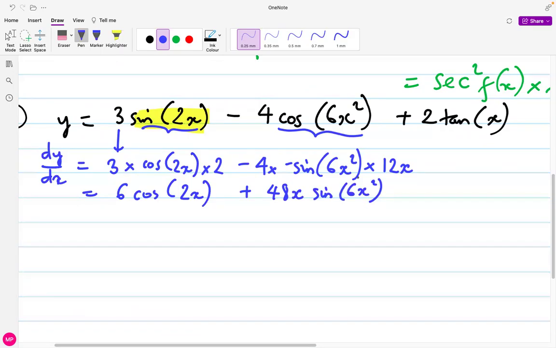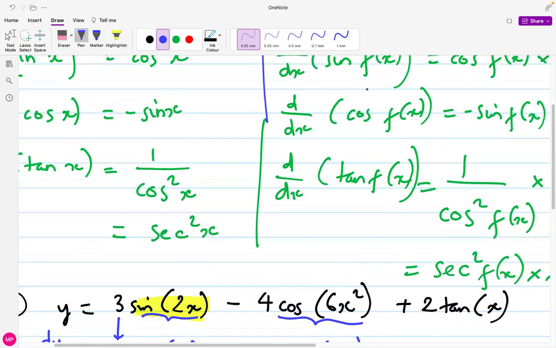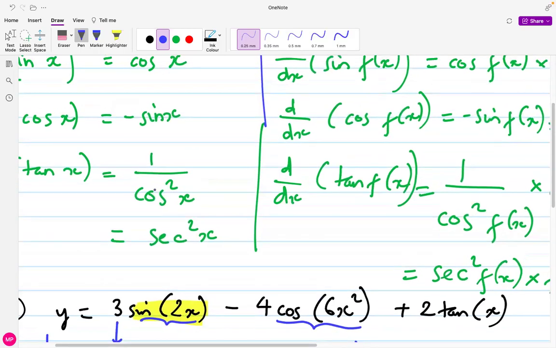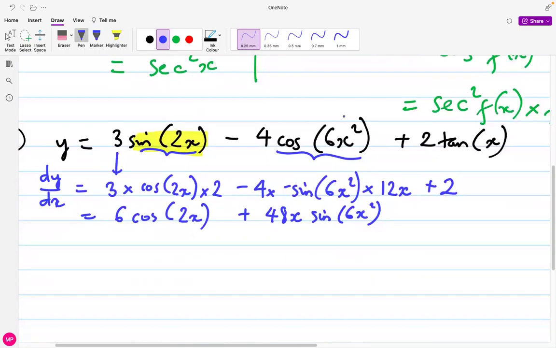Plus 2 is a coefficient, and the derivative of tan of x is just 1 over cos square of x. So 2 times 1 over cos square x. We can write that as 2 over cos square of x.